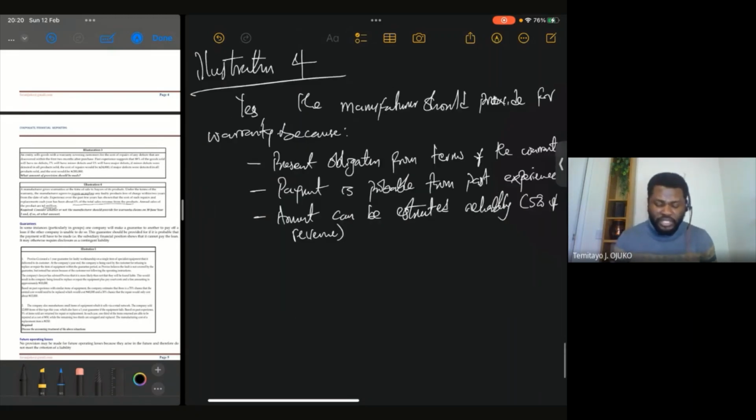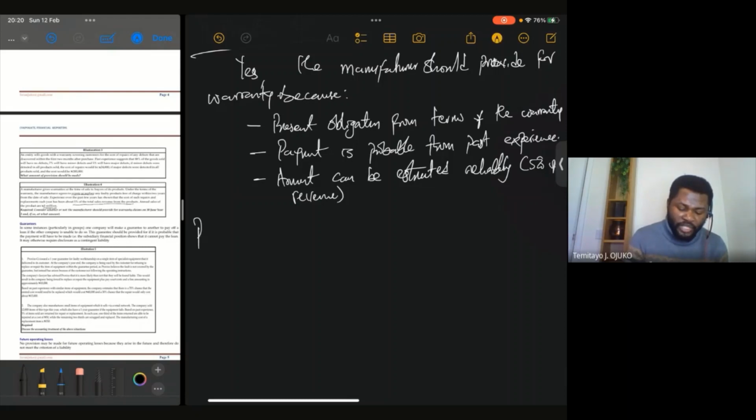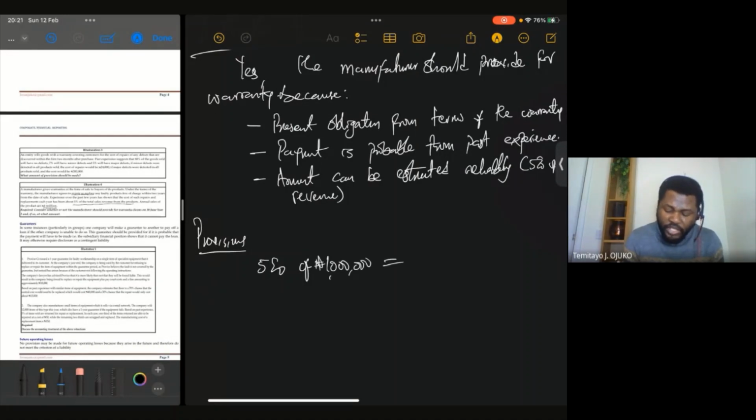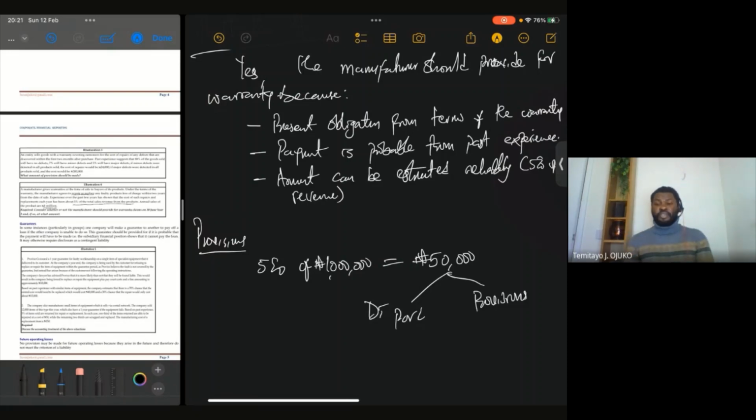So as simple as that. Now, what is the amount to be made? So the provision is 5% of, we're told, 5% of the total sales value, which is 5% of 1 million. And this will give us 50,000 naira. That is the provision. Debit your P&L and credit your provisions. As simple as that.